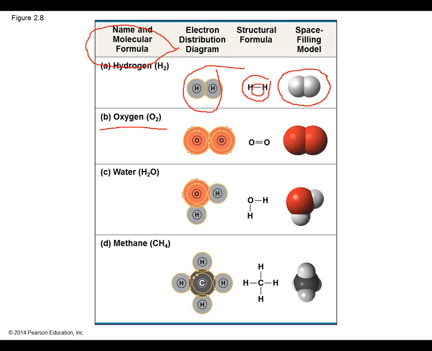Oxygen has 6 electrons in its outer shell, and therefore needs 2 electrons to complete the valence shell. So two oxygen atoms actually form a molecule by sharing 2 pairs of electrons, because you can see here 2 pairs of electrons are being shared, and that will be the equivalent of 2 covalent bonds. And in the structural formula you'll see a double line, meaning that's a double covalent bond or double bond.